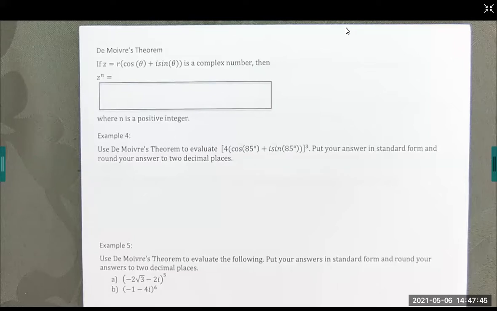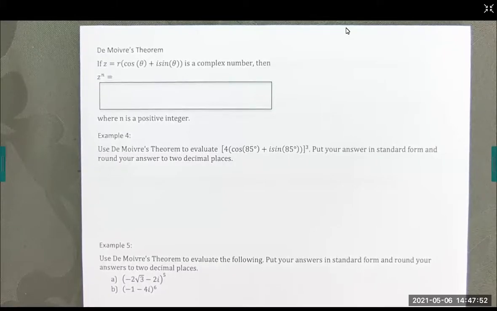All right, we are to the final bit here. We are going to do de Moivre's theorem. I'm sure I'm mispronouncing that name. That's named after a person, obviously.